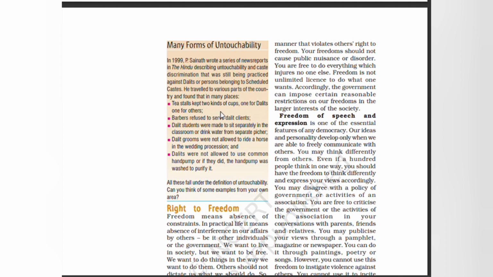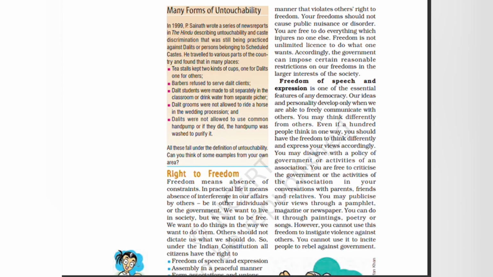Barbers refused to serve Dalit clients. Dalit students were made to sit separately in the classroom or drink water from a separate pitcher. Dalit grooms were not allowed to ride a horse in the wedding processions. Dalits were not allowed to use a common hand pump, or if they did, the hand pump was washed to purify it. All these fall under the definition of untouchability. Can you think of some examples?